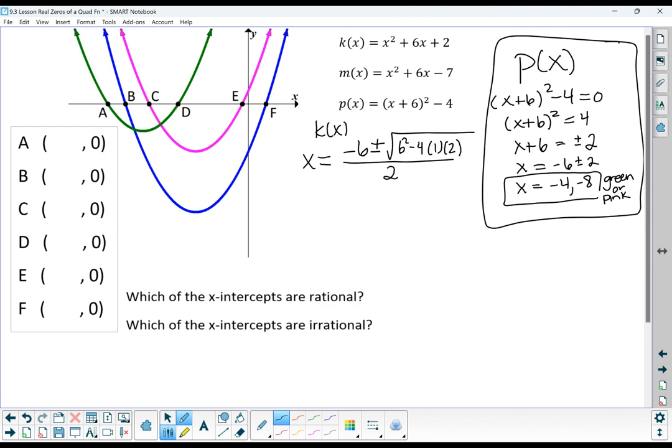So let's see what I've got. I've got 6 squared minus 4 times 1 times 2. That is the square root of 28. And if I simplify the square root of 28, it is 2 root 7, and this is all divided by 2. So my x-intercepts are at -3 plus or minus the square root of 7.